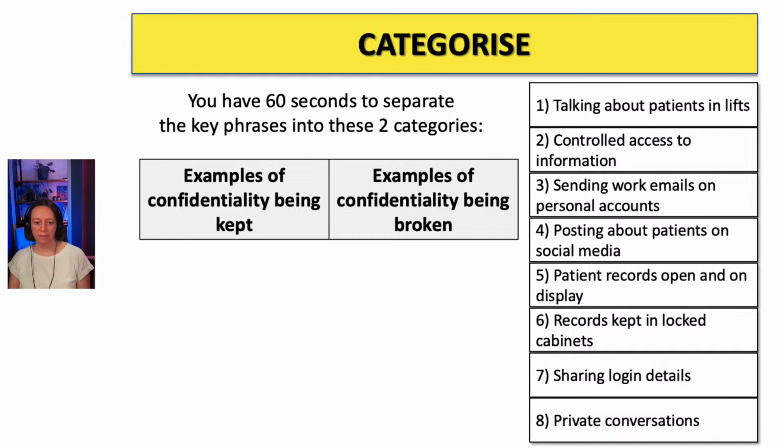Yeah, brilliant, Mia. And then Mia is saying confidentiality is kept by number 2, so controlling access to information. Number 6, records kept in locked cabinets. And number 8, private conversations. Nanoska agrees with you.